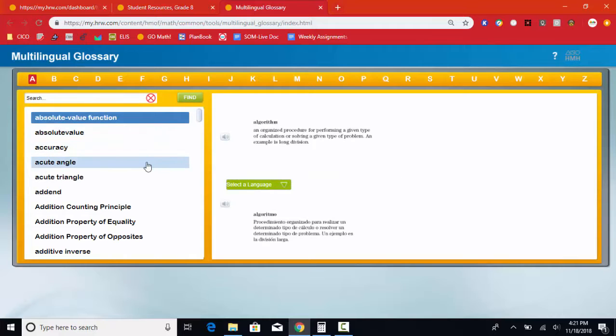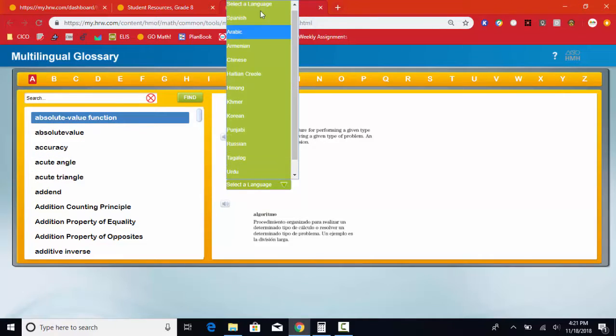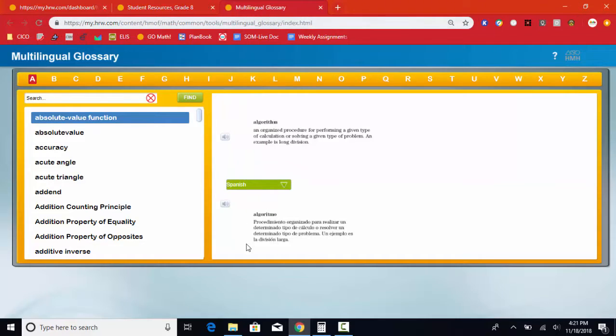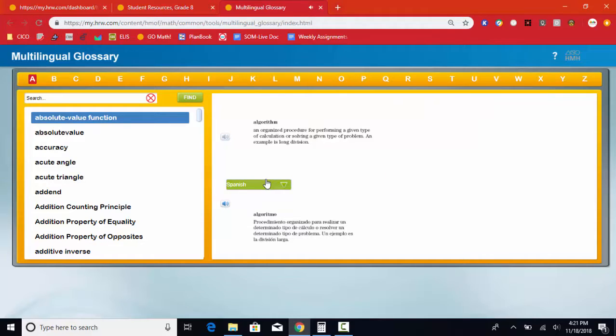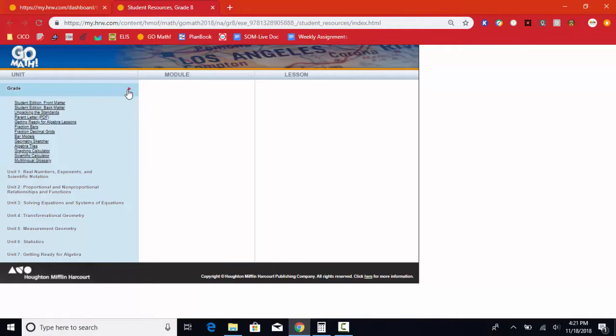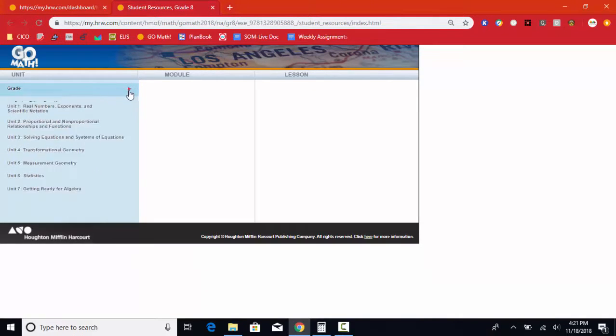Multilingual glossary, you can select the language you want for absolute value function. So if you want it in Spanish, it translates it down here in Spanish, and it will also read it for you. Algorithm. Algoritmo. And that's it for the grade.